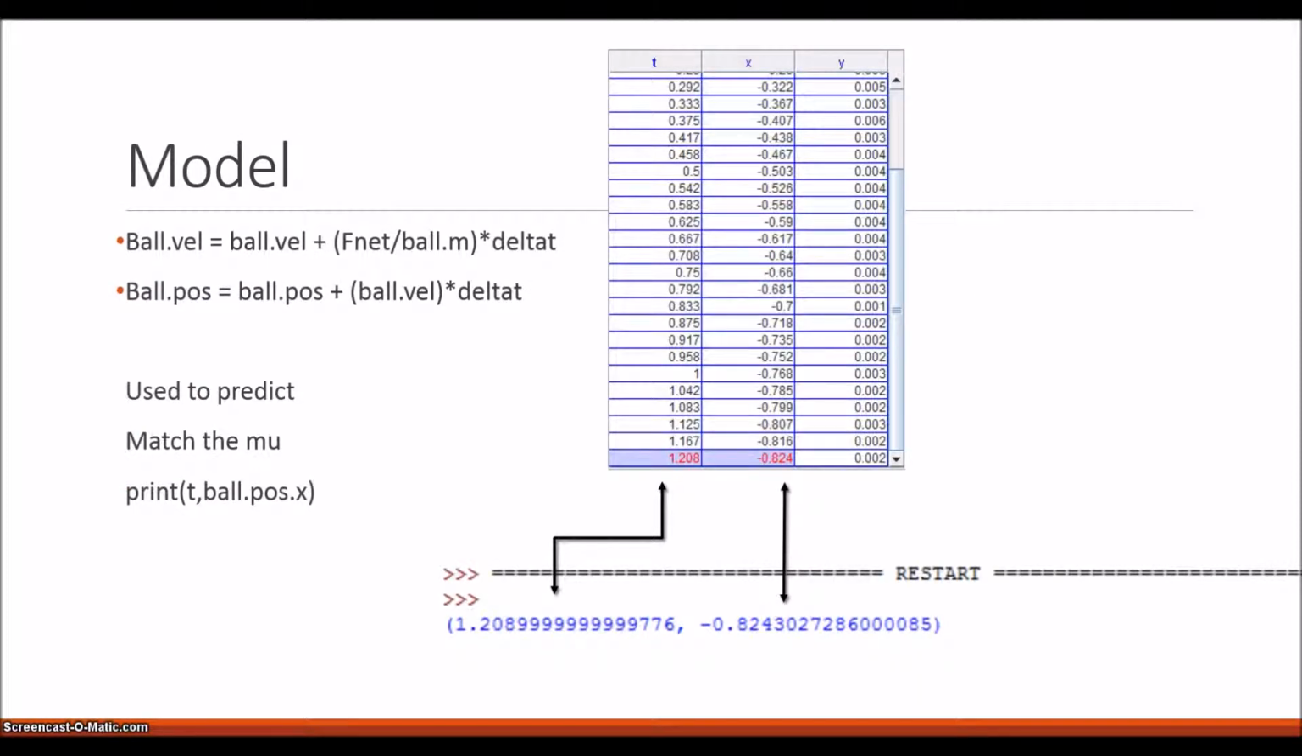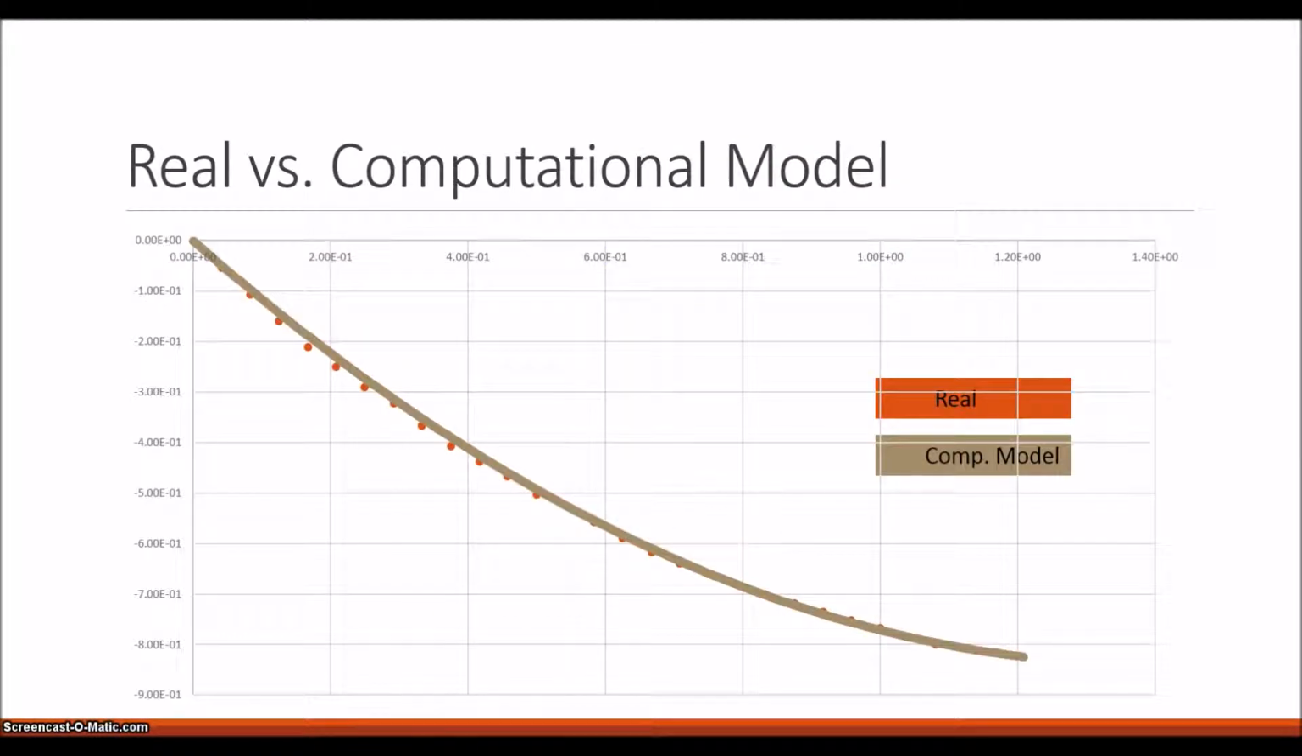So we have the final model here. As you can see, this is from Tracker, and the final points match up with the model. What it comes down to is using trial and error to finally predict that mu. We found that mu, and it matches correctly with the final point. Here's my real versus computational model, and real is the red dots and the computational is that ugly green color, and we find that the final point matches together.